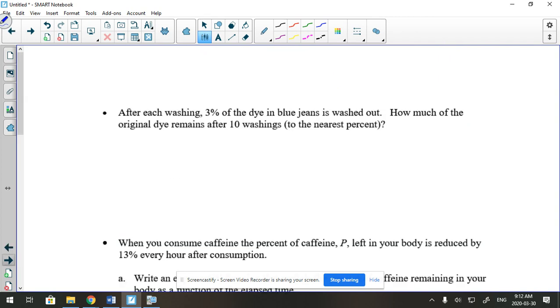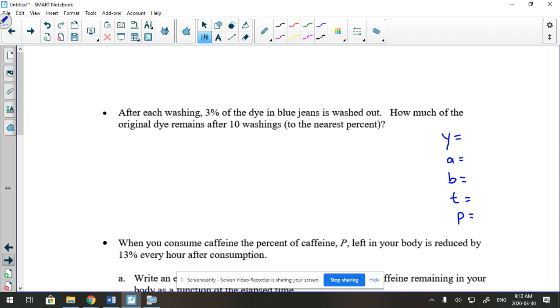So the next question says, after each washing, 3% of the dye in blue jeans is washed out. How much of the original dye remains after 10 washings to the nearest percent? So same thing I always do with all these questions. These are all my variables, and I'm going to fill in what I know. We have to be a little bit careful when it's percentages, and there's a little bit of extra thinking regarding that. So after each washing, 3% of the dye in the blue jeans is washed out.